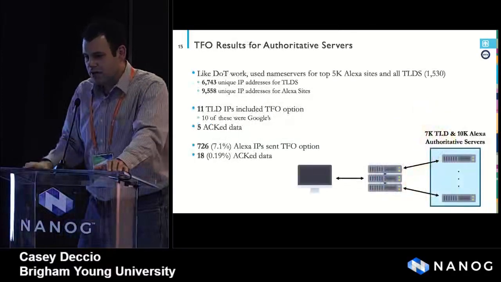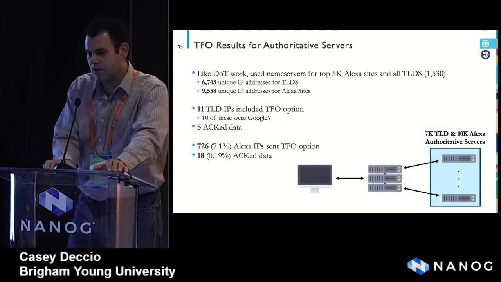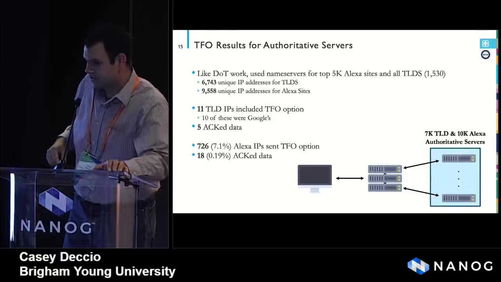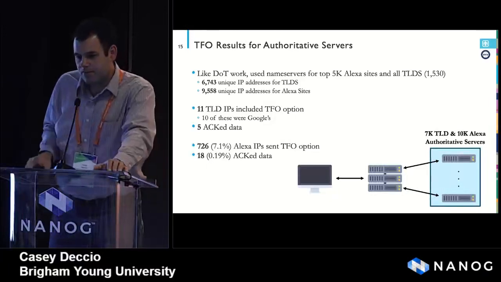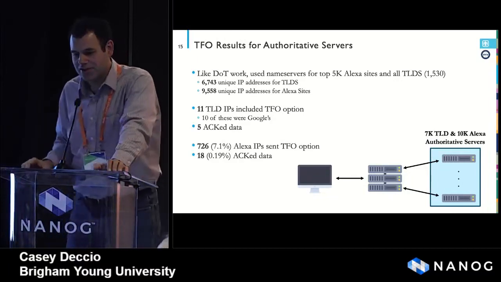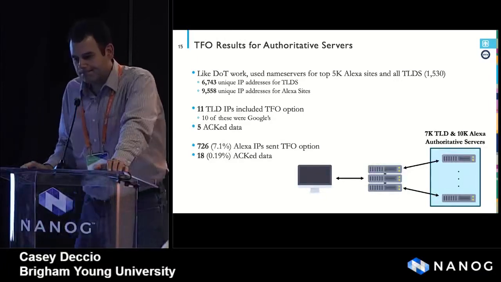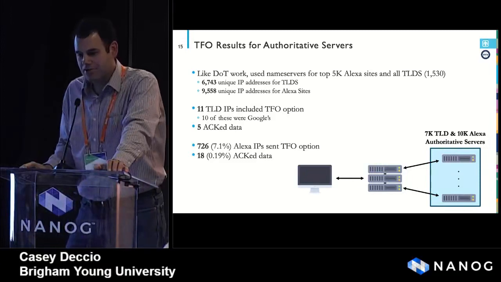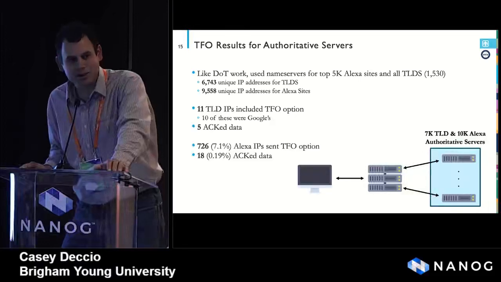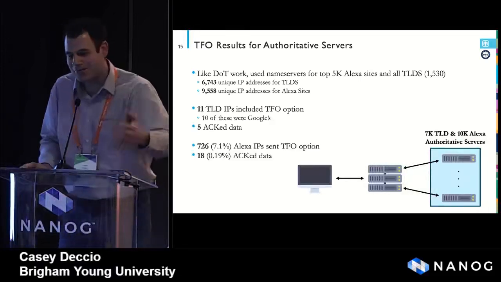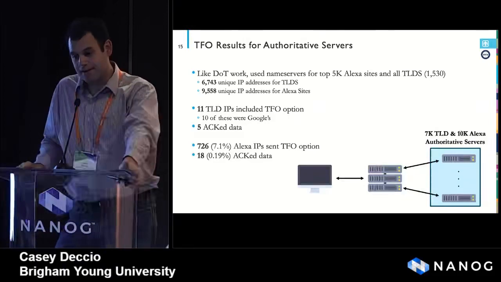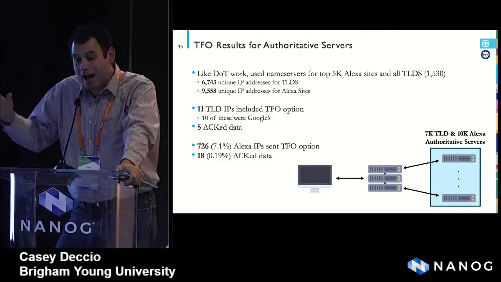All right. So first thing we did, we looked at these same numbers of servers. We were first doing this in the authoritative servers. Okay? So let's see. We found that out of the TLD IP addresses, there were 11 that included the TFO option, and 10 of those were Google's. That's all. This is abysmally low in terms of this thing that's been about since first proposed in 2011 and standardized in 2014. Okay, and only 5 of those acked data.